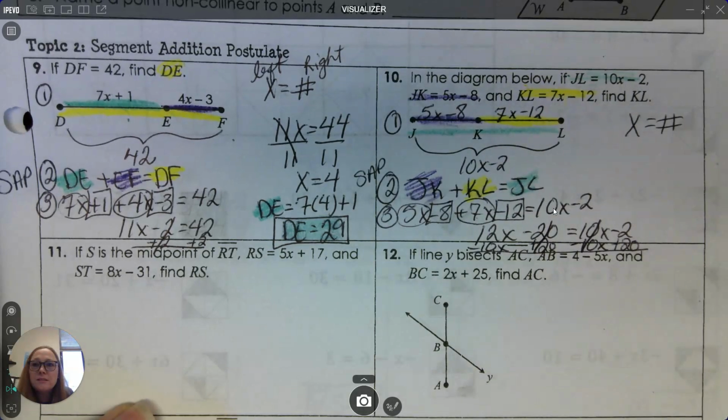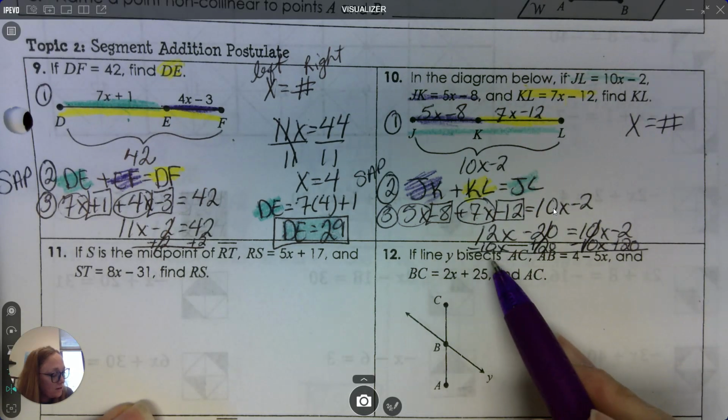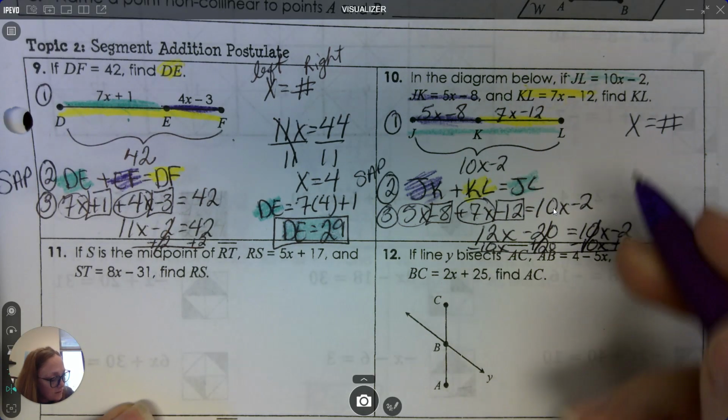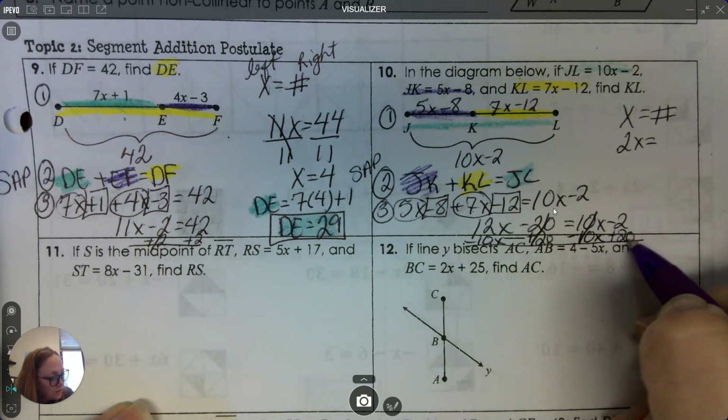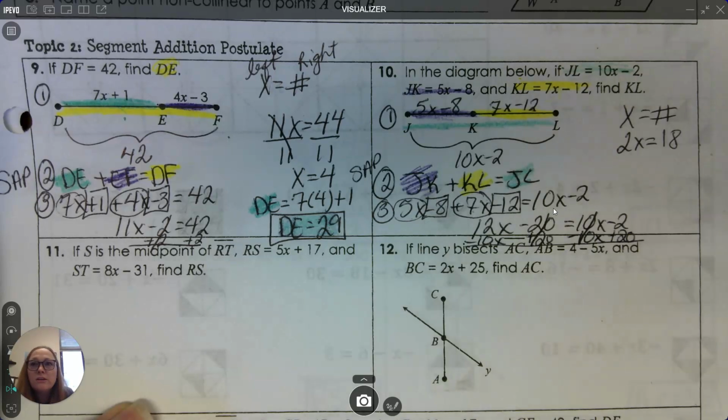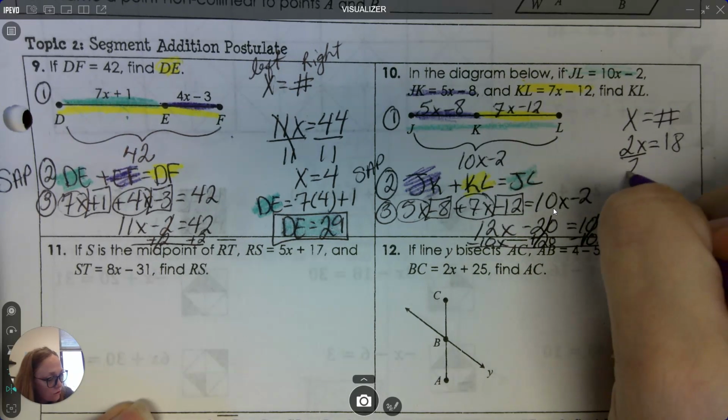Cancel my opposite signs. And what I'm left with on the left side is 12 minus 10, which is 2x. On the right side, negative 2 plus 20 is 18. Use your calculator if you're struggling with those integers. Divide both sides by 2. X equals 9.